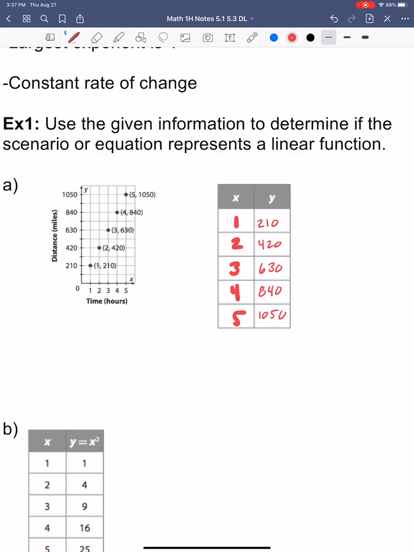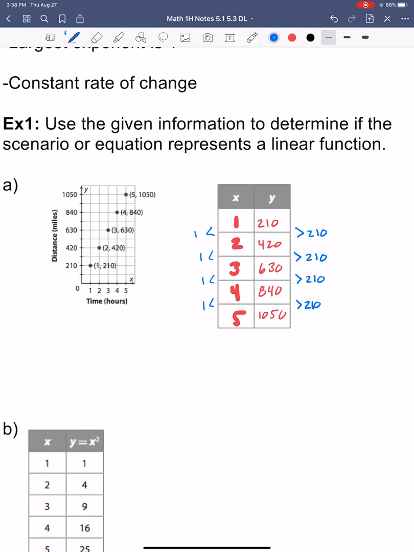1050. Okay, and so the key here to determine if we have a linear function is to determine if we have a constant rate of change. So we can see my outputs are increasing. Looks like we go up by 210, and then we go up another 210, and we go up another 210, and up another 210, all while we're going up by 1 here. So we have a constant rate of change because we continue to increase by 210 each time. So then I know that this is going to be a linear function.